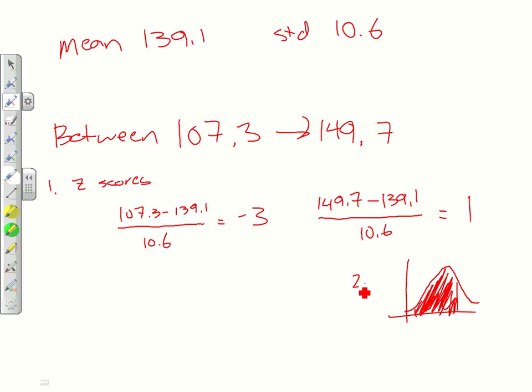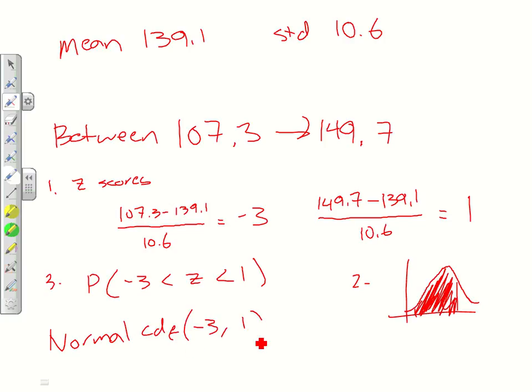Step 3, I'm going to find my percentage between -3 and 1. So I go normal CDF, -3, 1, and what do I get? Look at that, 80s. Perfect. 84%. Great guess, Mr. Messner.